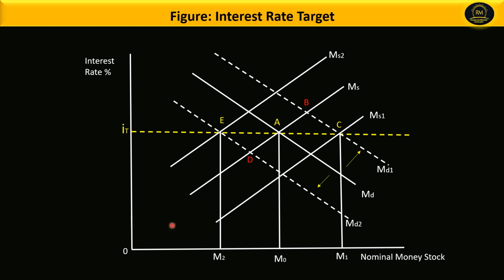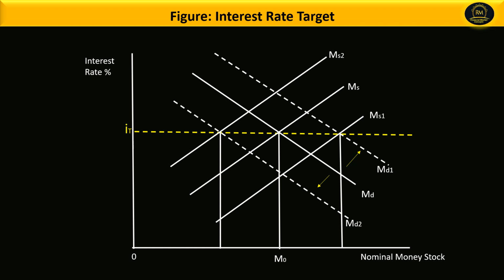So here we can see that the interest rate target is achieved, but at the cost of the money stock. The interest rate target results in fluctuation in the money stock.